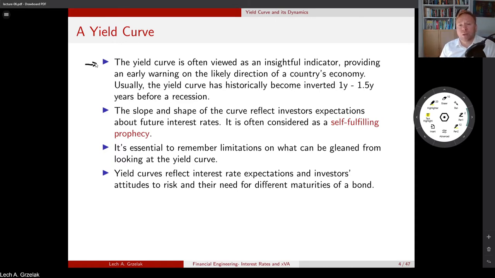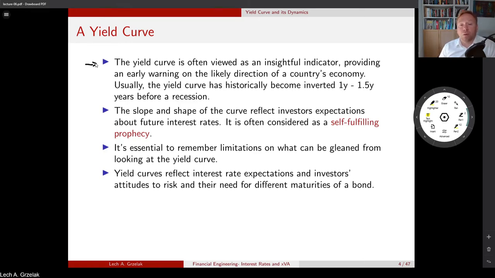Because as you can imagine, if there is a huge demand for bonds, that would basically mean that the yields are down. So there is always an inverse relation between the price of a bond and the yield. If you have increasing yields, this basically means that an issuer, for example a government, needs to offer a higher yield in order to attract investors to buy those bonds.